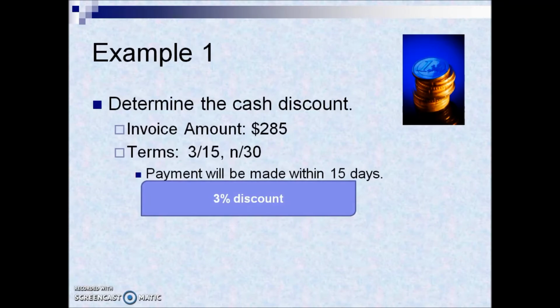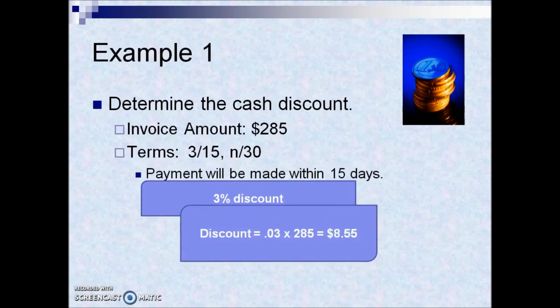To determine what that savings will be, or the reduction off from their invoice amount, we'll take 3% times the invoice amount of $285, giving us a savings of $8.55. The individual would reduce their invoice payment by $8.55.